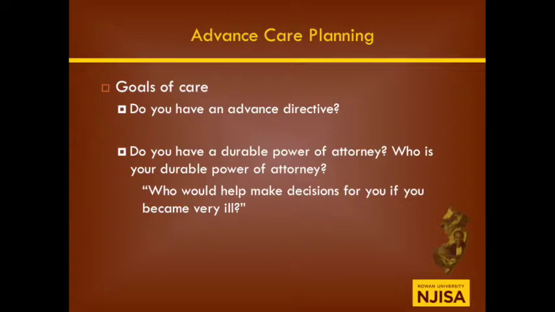The reason it's called advanced care planning is you're making these decisions prior to being in a situation where you can't. So advanced care planning deals with goals of care. Specifically, does a patient have an advance directive? Do they have a durable power of attorney, who is somebody who would help make decisions for them should they become ill or incapacitated and not able to do so?